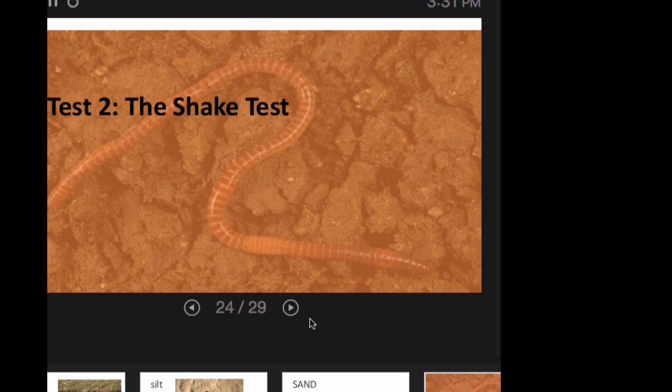And the other one's the shake test. So you're giving them a soil sample. You're just separating it, and then they can start seeing what's going to the bottom and what's still up at the top, and they can start seeing the different groups and how they divide.